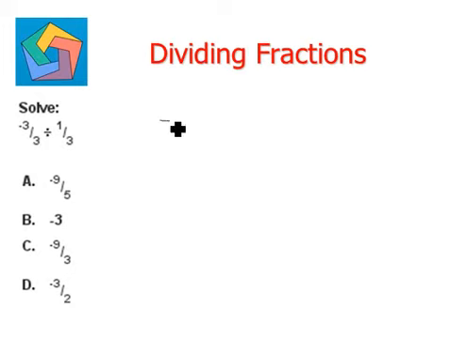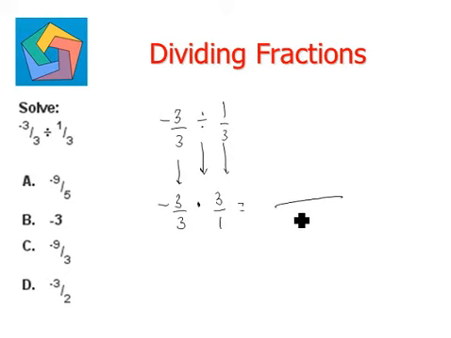-3/3 divided by 1/3. I hope by now the rule is clear. Keep it, change it to multiplication, flip it, that is, numerator becomes denominator and the denominator becomes numerator. Now carry out multiplication, the denominator is multiplied and the numerator is also multiplied.